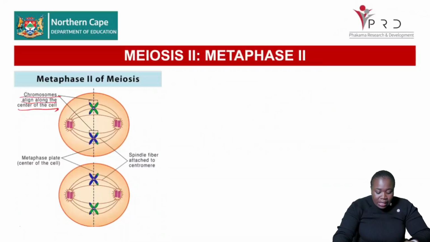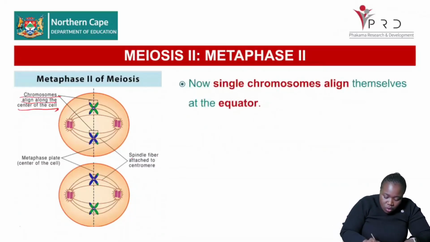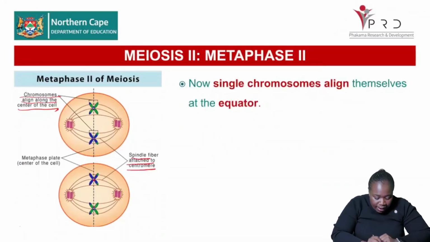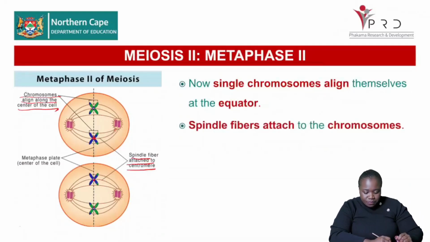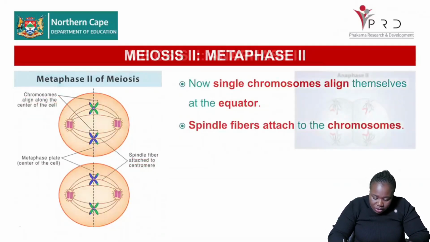Remember, they align randomly. Right, so the spindle fibers also are attaching themselves to the centromere of the chromosomes. So the chromosomes are held there with the spindle fibers right there at the center. Okay, we can see that.